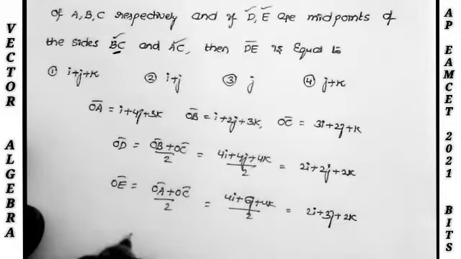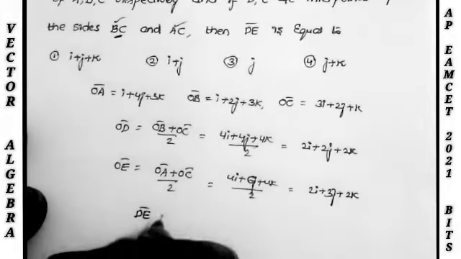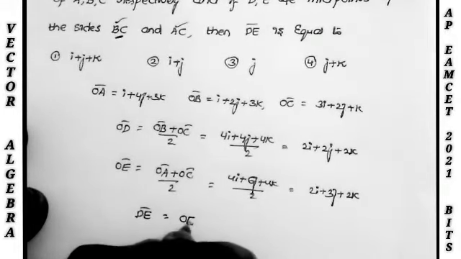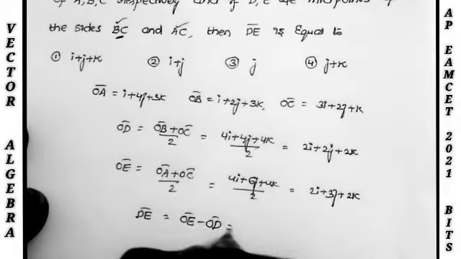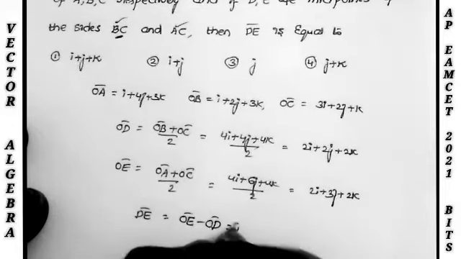What is the given question? We want the value of DE bar, and the value of DE bar is equal to OE bar minus OD bar. Now taking the subtraction, you get the answer is equal to j, which is nothing but the third option. That's all, that is the answer. Okay, see the next one.